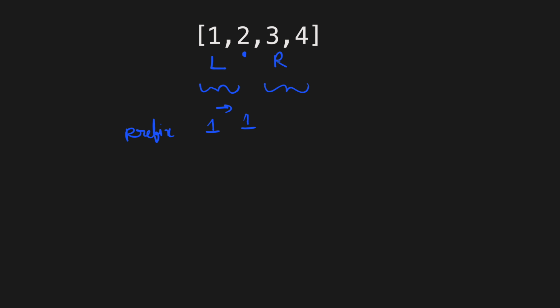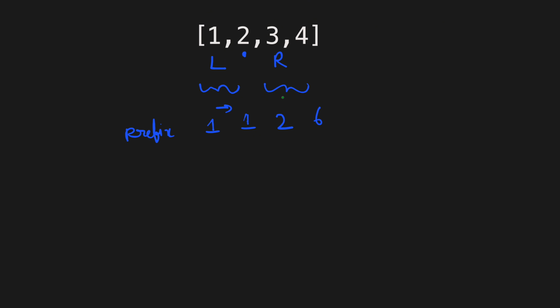For index 2, prefix 2 will be the new number we have seen on the left, which is 2, into the prefix at index 1, which will be 2 into 1 equal to 2. And finally, for index 3, it will be the number at index 2, which is 3, into the prefix at index 2, which will be 3 into 2 equal to 6.